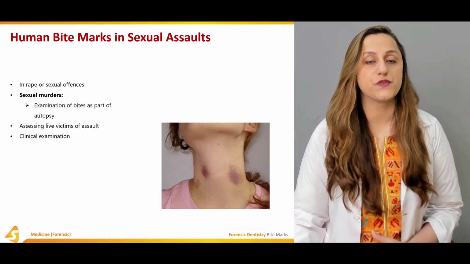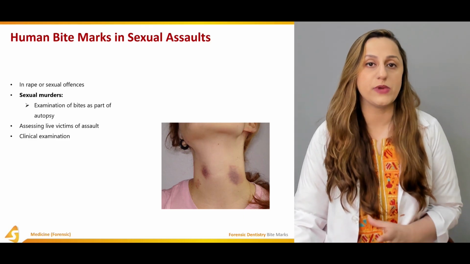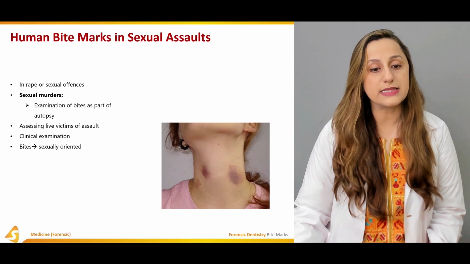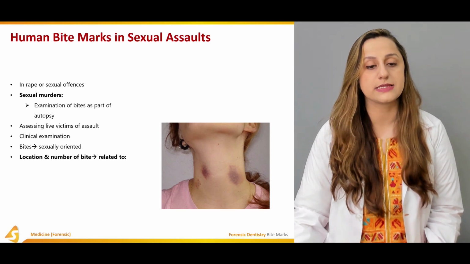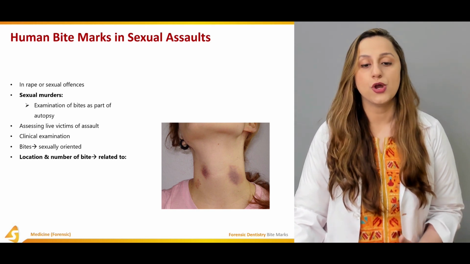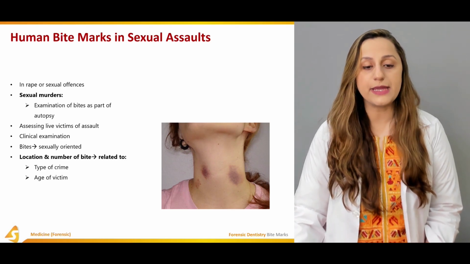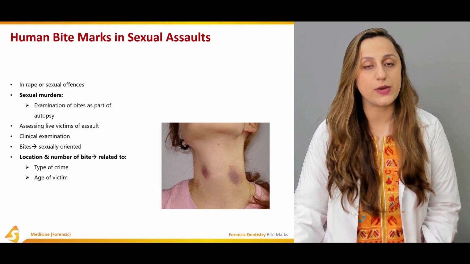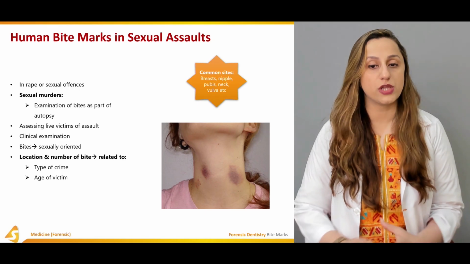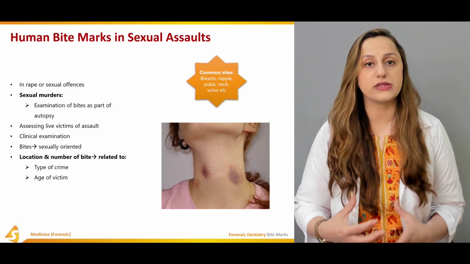Assessing the live victims of assault is again very important, and we have to clinically examine the victim in detail and then have comparative studies along with it. The bites are usually sexually oriented in this case, and the location and number of bites is noted down while you're writing the autopsy report or clinically examining the victim. The type of crime is also noted down, and we also have to detail the age of the victim. The common sites involved in sexual assaults are the breasts, the nipples, the pubic area, the neck or the vulva, etc.